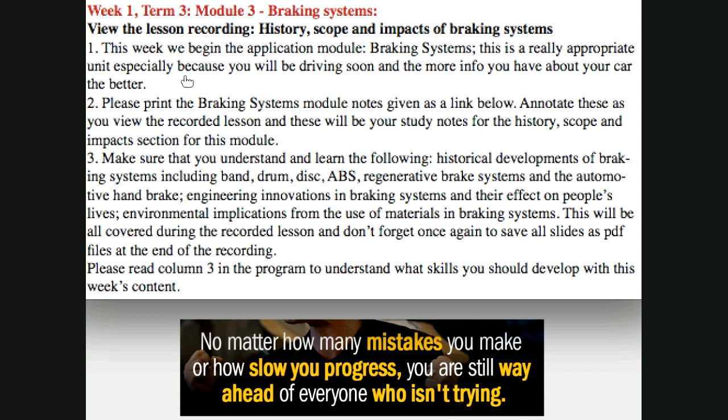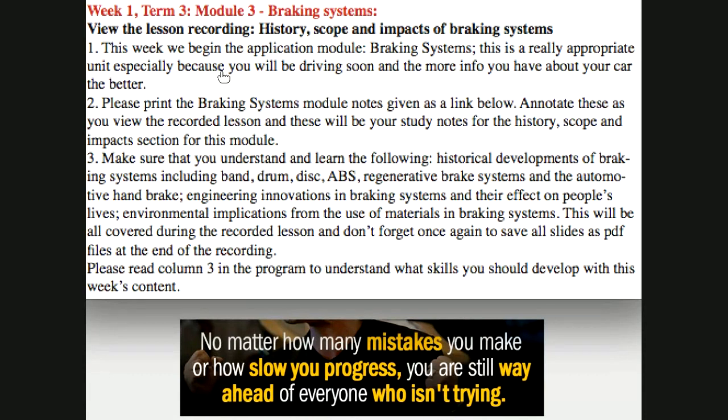This week, we're starting another application module, and it's called Braking Systems. We've done 3 application modules: introductory to engineering studies, and then engineering products, where we did the lawnmower, and we're doing braking systems now. Towards the end of this term, we'll be doing a focus module, which is biomedical engineering, which I hope you'll enjoy.